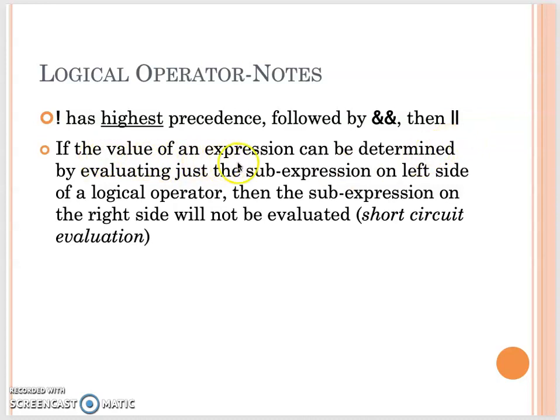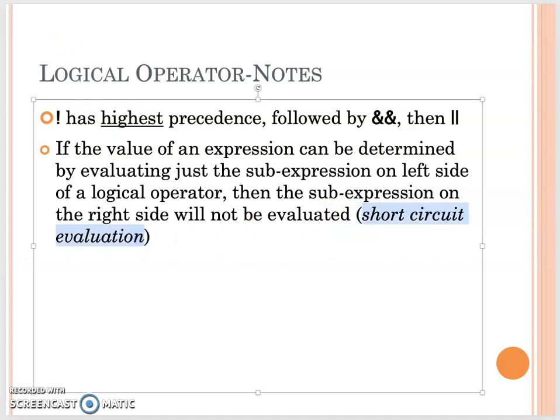If the value of the expression can be determined by evaluating just the expression on the left side of the logical operator, then the expression on the right will not be evaluated. So that's the short circuit evaluation. This is what I talked about at the beginning of the previous video. When we're using the and operator, we have two expressions, right? If the first expression is already false, I don't need to do the second one. The same thing for the or. For or, we know it is true if one is true. So if the first expression is true, we don't need to go to the second one.